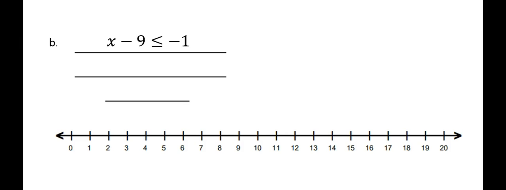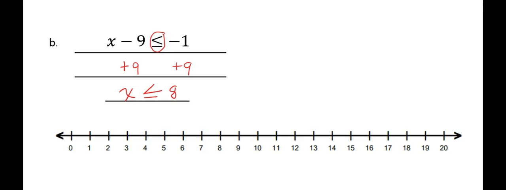Here's another example. This time my inequality is x minus 9 is less than or equal to negative 1. Again, we'll isolate the x by using the inverse operations. Instead of subtracting 9, I'll add 9 to both sides. This gives me x on the left-hand side. Again, I'm going to keep the same symbol, so I'll put less than or equal to, and then negative 1 plus 9 equals 8. So my solution is x is less than or equal to 8.